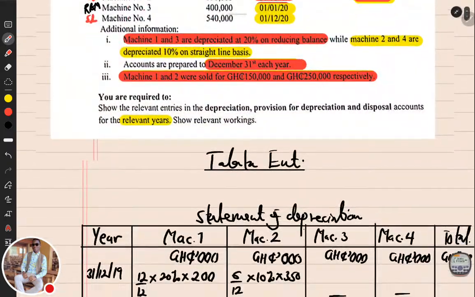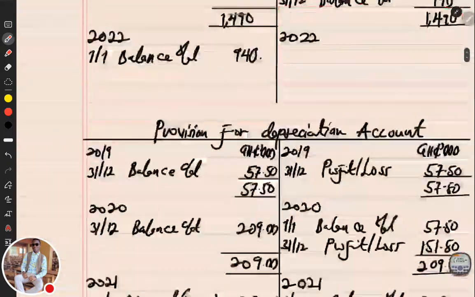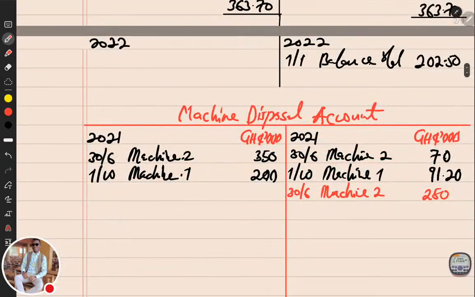That's for machine 2. And that of machine 1, we'll have it on what? 1st October. That is their proceeds. Okay? So that is their proceeds. So we like to say their sale value so that at least you can have an idea. So here it was of what? 150. Just have to present it up. Okay?